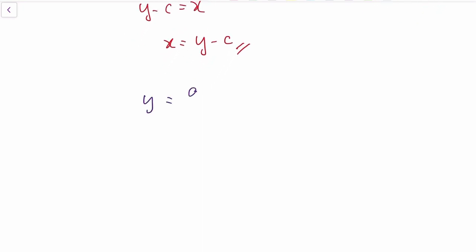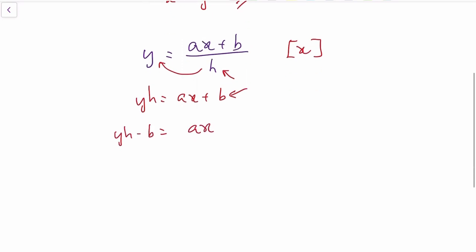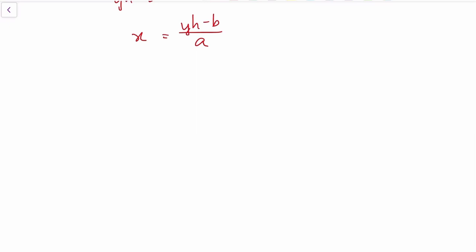Okay, let's try something slightly more complicated. So for this one, let's say we still want to make x the subject. We multiply x to the left-hand side first, and take away the b, and then divide the a away. Right? Nice and easy. Let's look at another case.